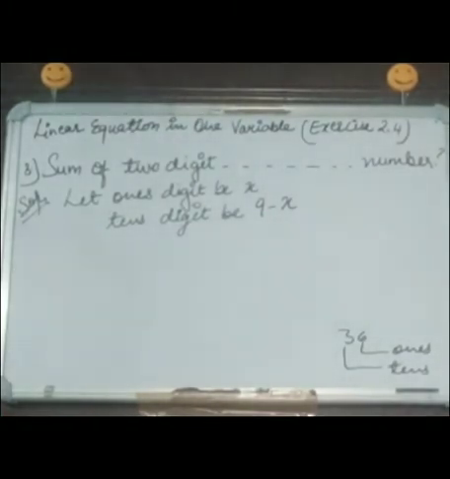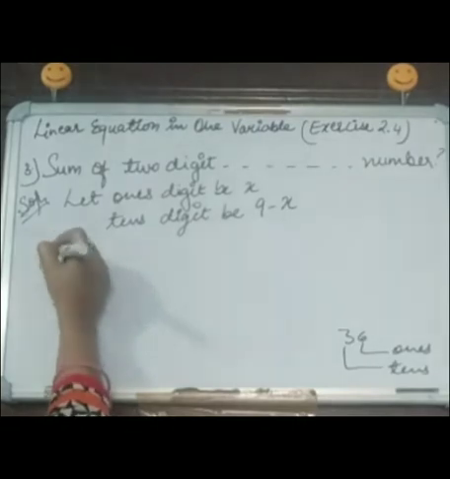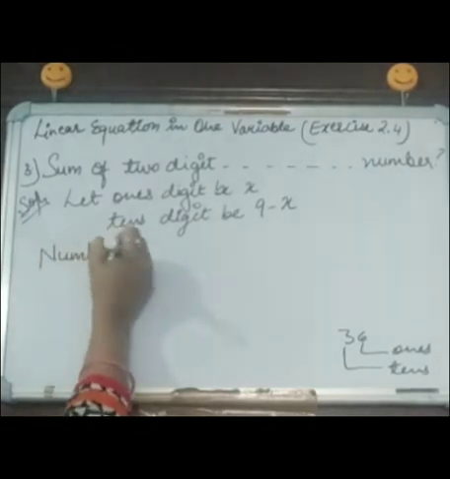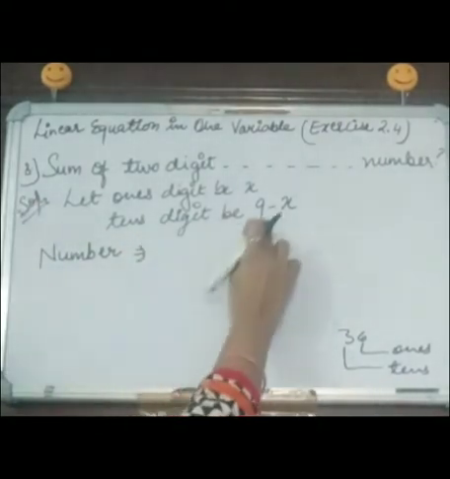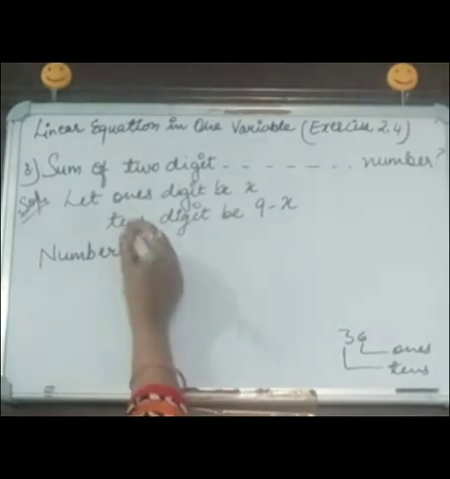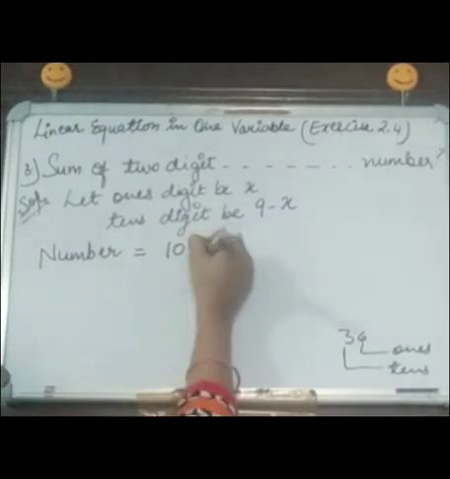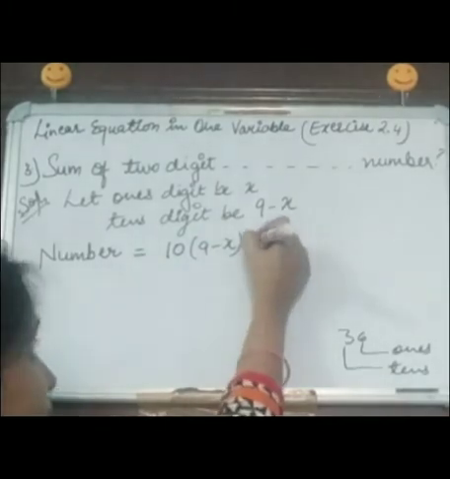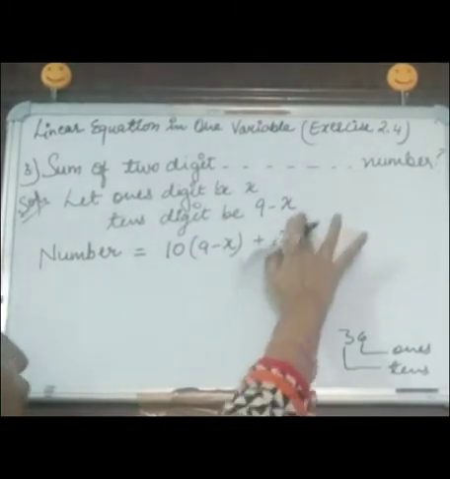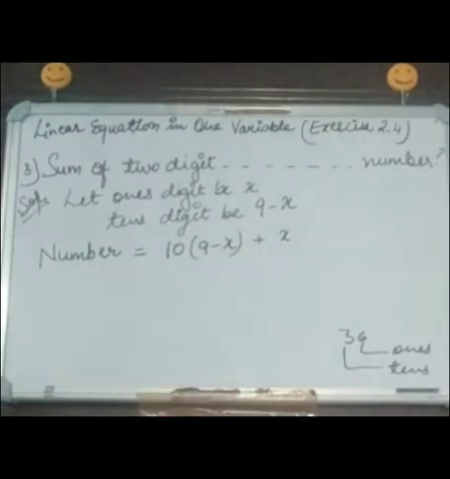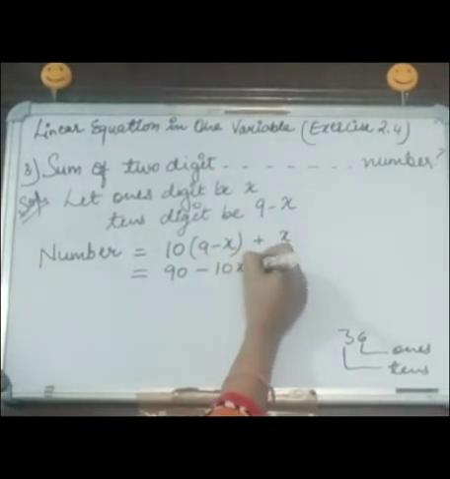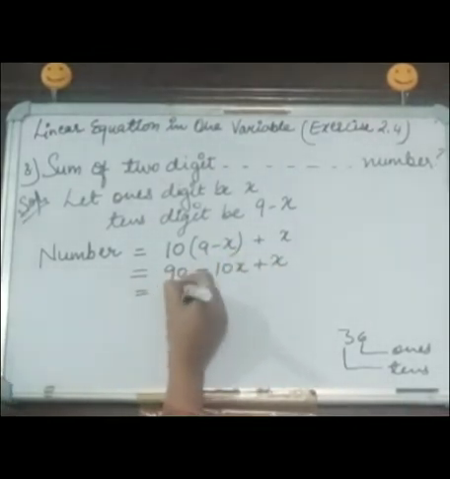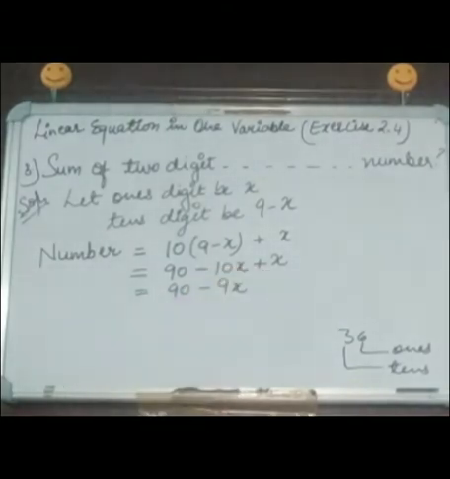Understood? Now what we have to do is write down the number. So how can we get the number? With the 10's place digit, we multiply by 10: 10 into 9 minus x. And the 1's digit is multiplied by 1, so no need to multiply, it will remain the same. Okay, so now when we solve it, 90 minus 10x plus x. So 90 will remain the same and it will become 9x.